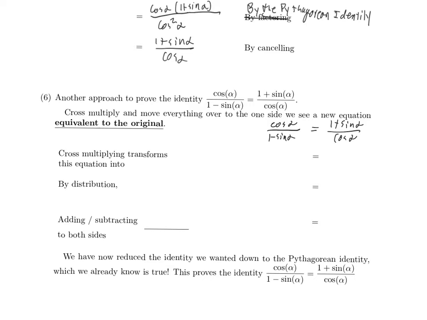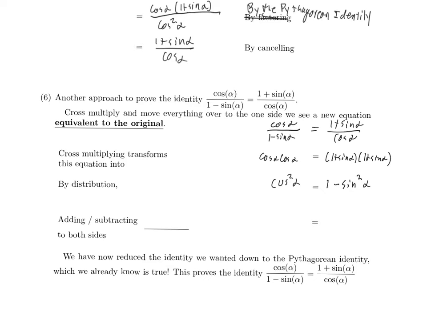If I cross-multiply, I will now have cosine alpha times 1 plus sine alpha, 1 plus sine alpha. Cool. So the left-hand side is now cosine squared of alpha. The right-hand side you can compute by distribution, or if you like, by the difference of squares formula. You'll get that the right-hand side is 1 minus sine squared alpha.